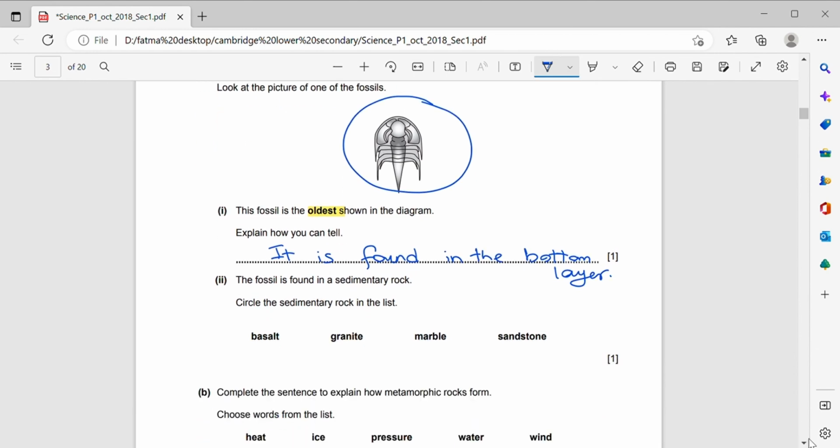The fossil is found in a sedimentary rock. Circle the sedimentary rock in the list. We know the examples of sedimentary rocks. So which one here is a sedimentary rock? It is sandstone. We know that sandstone and limestone are sedimentary rocks. Why didn't we choose the marble? The marble is a metamorphic rock. The granite is an igneous rock, and the basalt is an igneous rock as well. So the only sedimentary rock here is the sandstone.